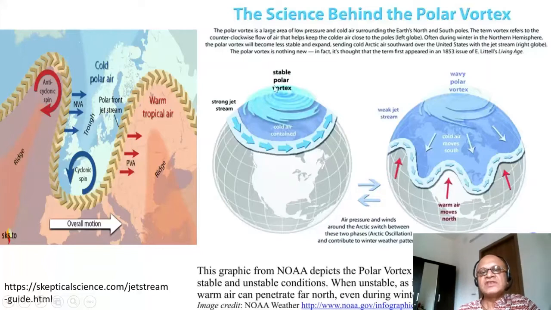So there are two vortices, the stable polar vortex here and the wavy polar vortex. That is the stratospheric polar vortex that we talked about in the context of ozone and so on. This is the strong jet stream here. So if it is stable, then this tends to be less wavy. If this becomes wavy, let's say due to internal variability, then that tends to push cold air down and create wavy patterns in the polar jet stream.